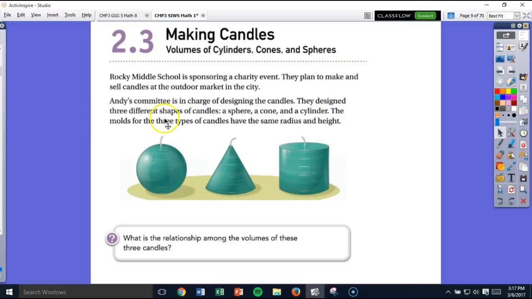We're going to say that the molds for the three types of candles have the same radius and height. So the same radius for this cylinder as there is for this cone, as there is for this sphere, and all three of them are also the same height. So it asks us, what is the relationship among the volumes of these three candles?